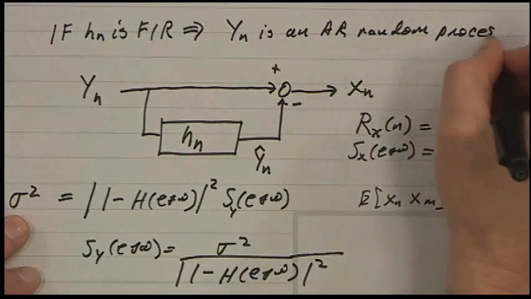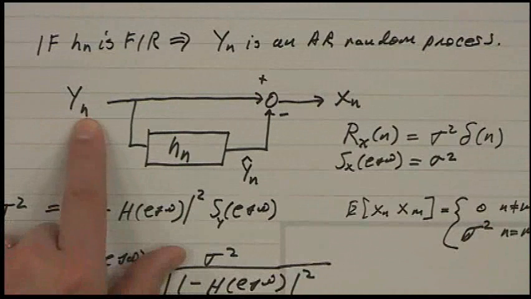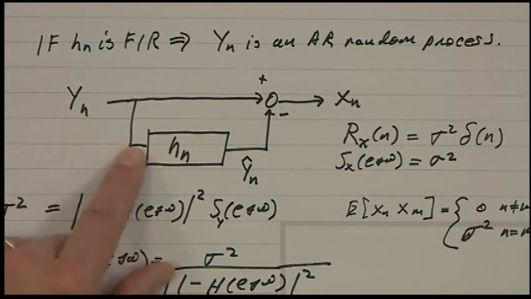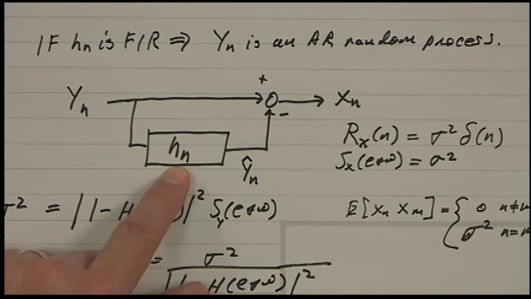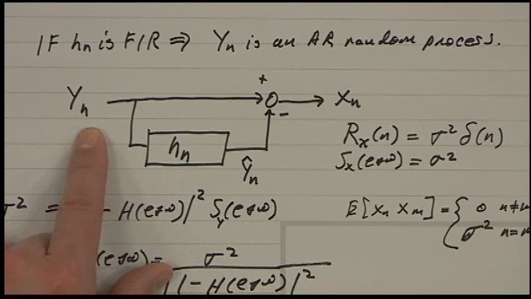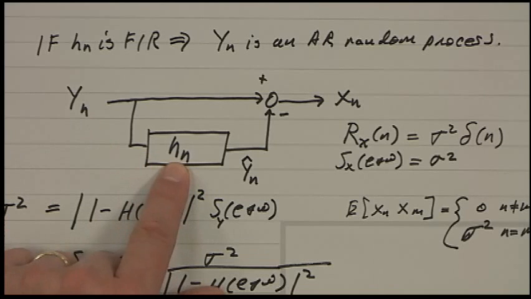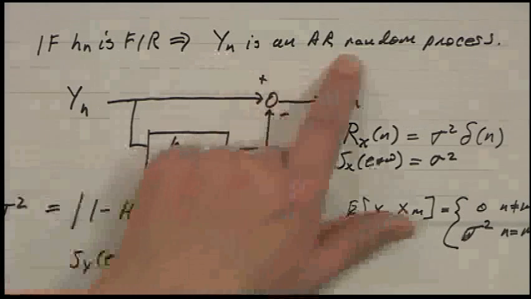This is true for any stationary random process. So if you allowed h to take on any value, then it wouldn't be a constraint; this would be any stationary random process. But if you assume that this has to be FIR, has to have a finite number of previous samples, then we say that y is AR.